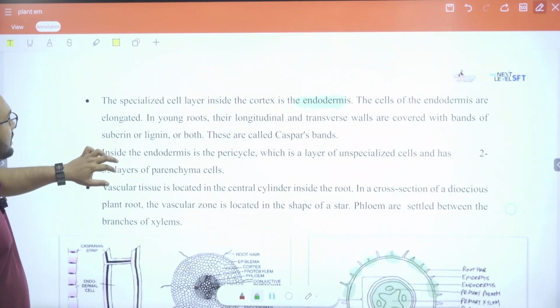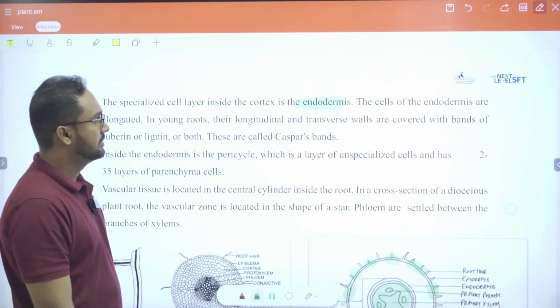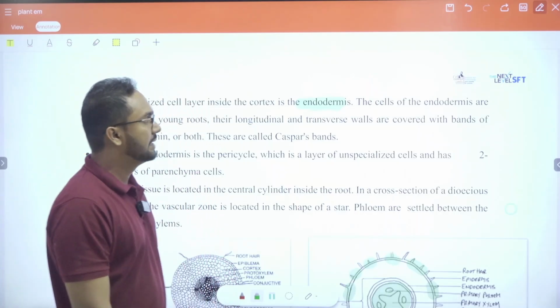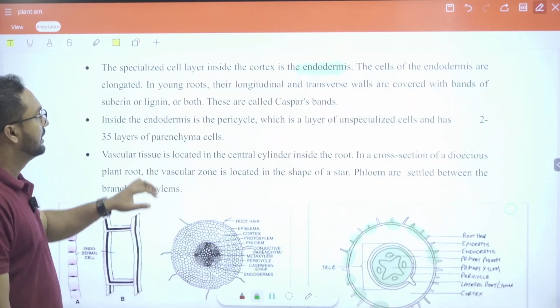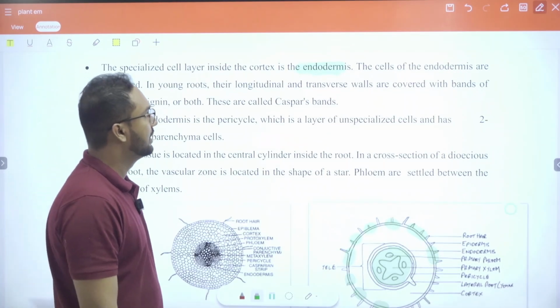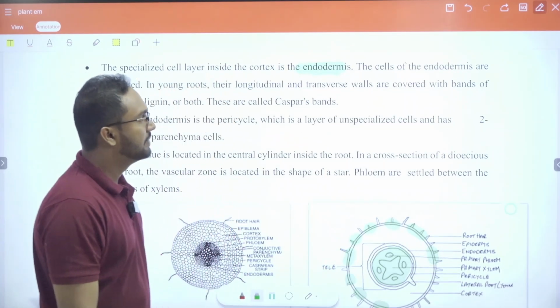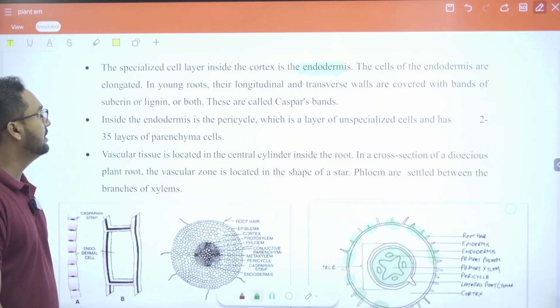Right. Specialized cell layer inside the cortex is the endodermis. The cells of the endodermis are elongated. In young roots, their longitudinal and transverse walls are covered with bands of suberin or lignin.